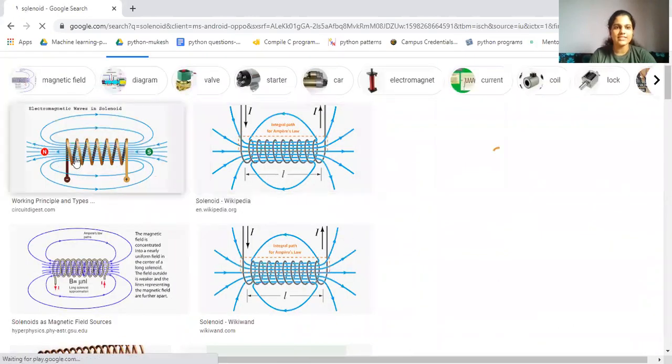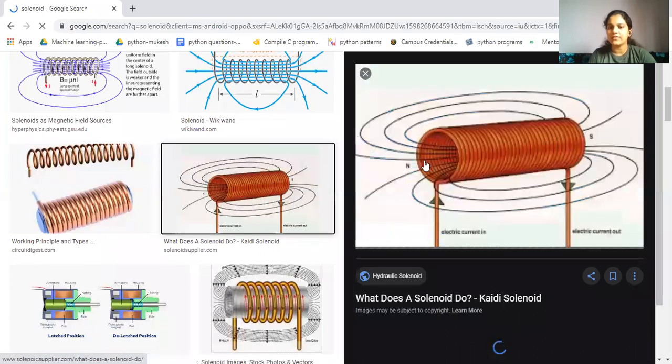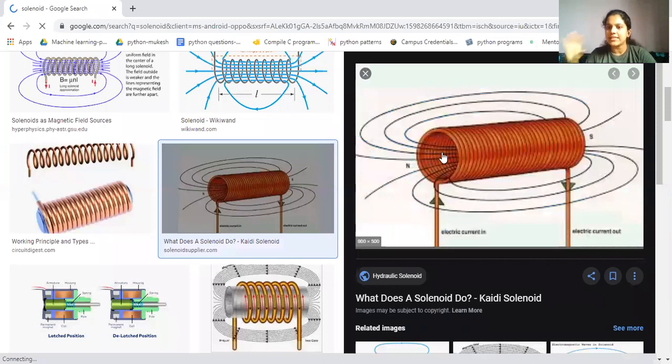Please pay attention to the cursor. This is the electrical wire, or you can see this diagram. In this diagram, you can understand it in a better way. This electrical wire is cylindrical, and inside this wire there is a magnetic field of its own. This is a solenoid, and because of the current that is flowing, a magnetic field is generated.